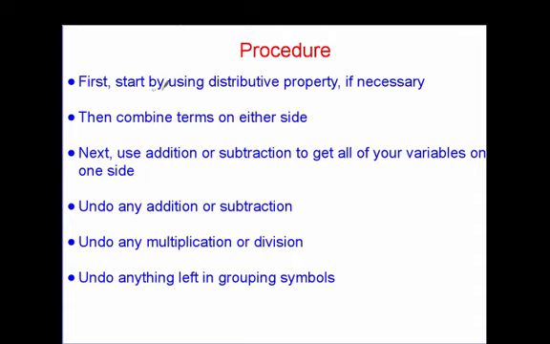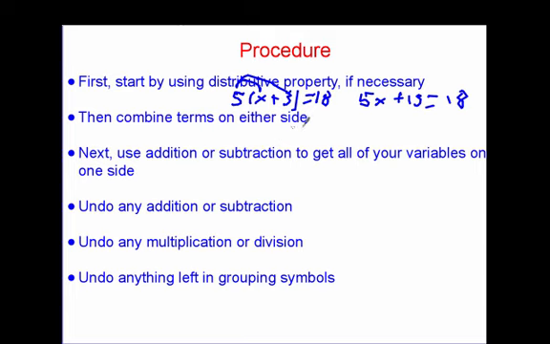Our first step is always going to be start by using the distributive property if it's necessary. So if we see a problem like 5 times (x plus 3) equals 18, our first step is going to say 5 times x is 5x, 5 times 3 is 15, and then we have equals 18. So our first step is always going to be use the distributive property.